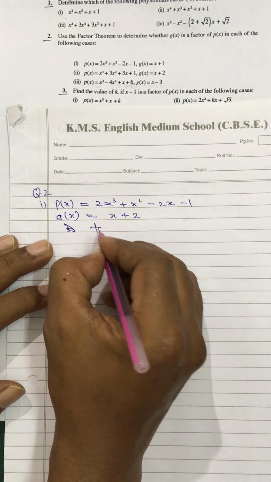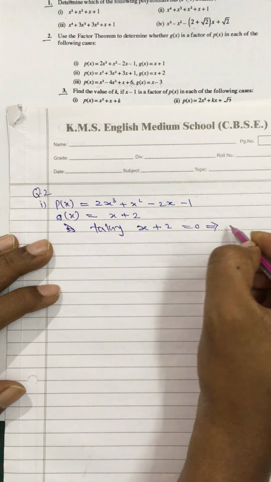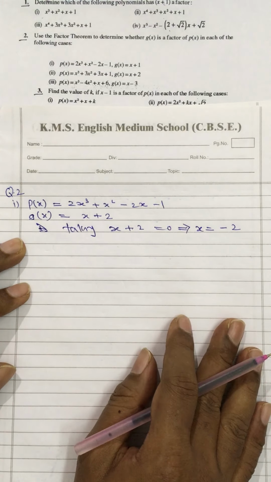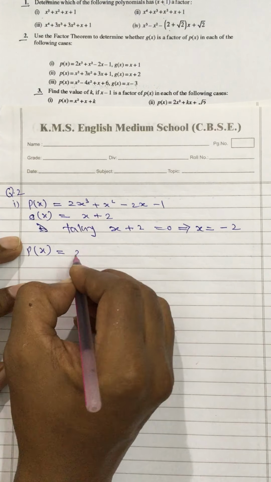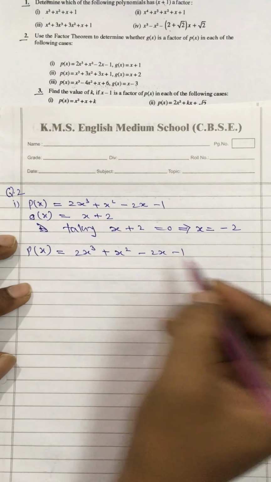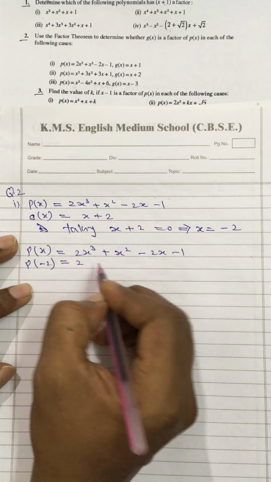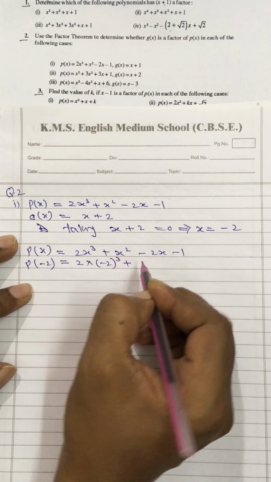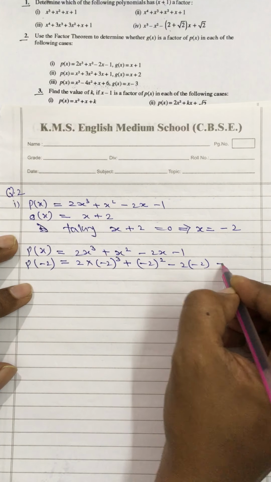So here, taking x plus 2 is equal to 0, what you get afterwards is x is equal to minus 2. This 2 will be shifted to the other side and you will get x is equal to minus 2. Now this polynomial is p of x is equal to 2x cube plus x square minus 2x minus 1. I have to find the value of p of minus 2. In place of x I will write minus 2 raised to the power of 3 as it is, plus minus 2 raised to the power of 2 as it is, minus 2 into minus 2 minus 1.